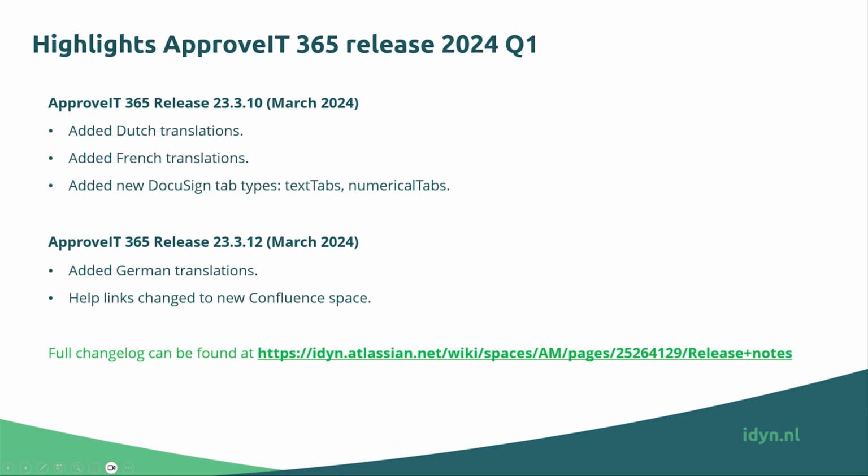In this session, we will discuss the ApproveIT 365 Q1 release. In this release, we've added three translations, or three languages. The Dutch, French, and German translations are now added to the app. We've also added new DocuSign tab types, one for text and one for numerical values. And in the latest release, we've also changed the help links to link to our new Confluence space.